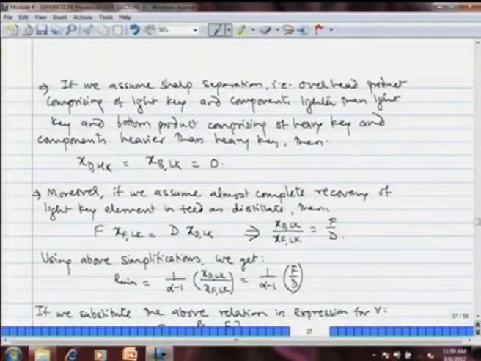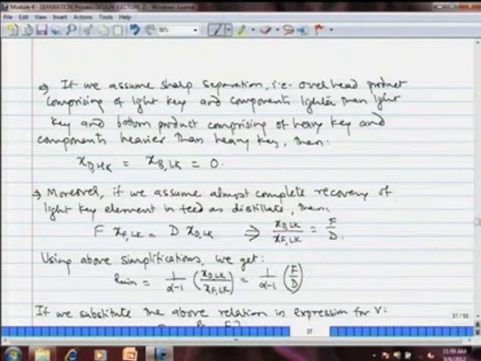So, that is sharp separation, that is overhead product comprising of light key components and components lighter than light key, bottom product comprising of heavy key components and components heavier than heavy key. And if that applies, then XDHK, that is mole fraction of heavy key in distillate, as well as XBLK, that is mole fraction of light key in bottoms, is 0.